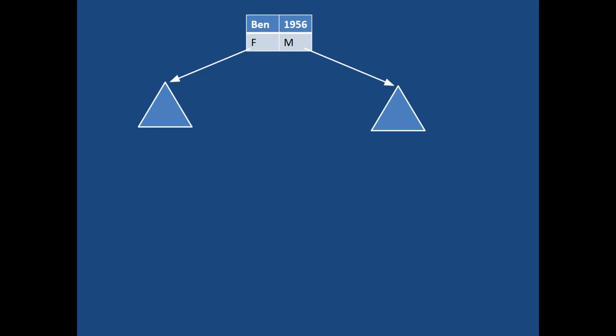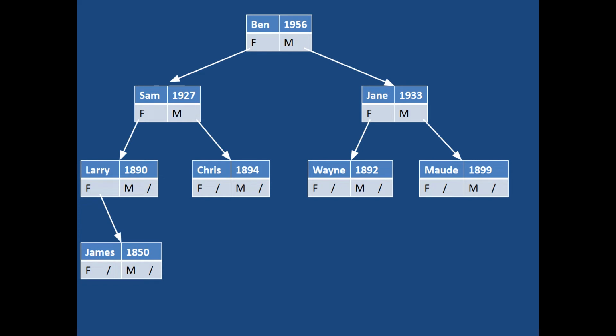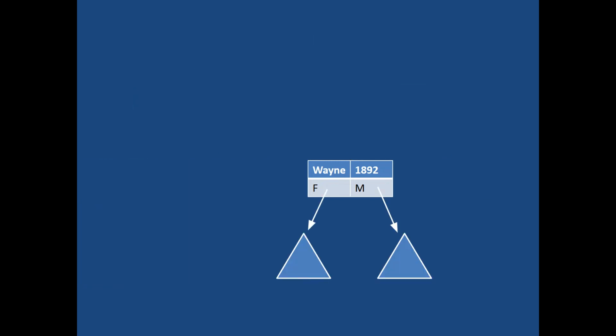So we'll see that in action. So here's a pedigree tree again. So look at Wayne there. Rather than view Wayne in that form, I'm going to view it in this form, where in this case, both of the triangles happen to stand for nulls.